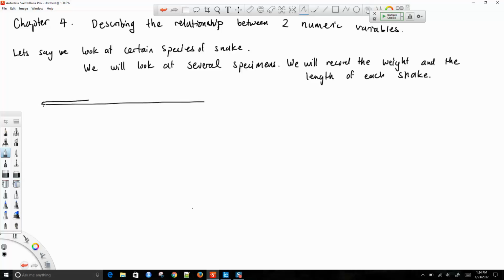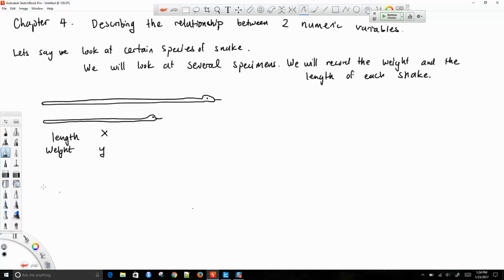This is me drawing a picture of a snake. All right, there we go. So there's one snake, and here's another snake. For each snake, I'll say the length will be X, and the weight will be Y.